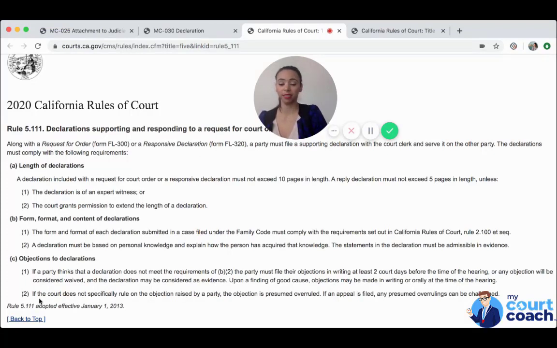Then C2, if the court does not specifically rule on the objection raised by a party, the objection is presumed overruled. If an appeal is filed, any presumed overrulings can be challenged. So when you go to court and you are objecting to certain statements in a declaration, and the court doesn't automatically rule on it, then it would be considered overruled. That means it will come into evidence. The court will, in fact, consider it when they're making their findings and order after your hearing from you and the other party. So if you're sitting there and you're raising this objection and the judge ignores what you're stating, then the court is overruling your objection. So you can keep that in mind.